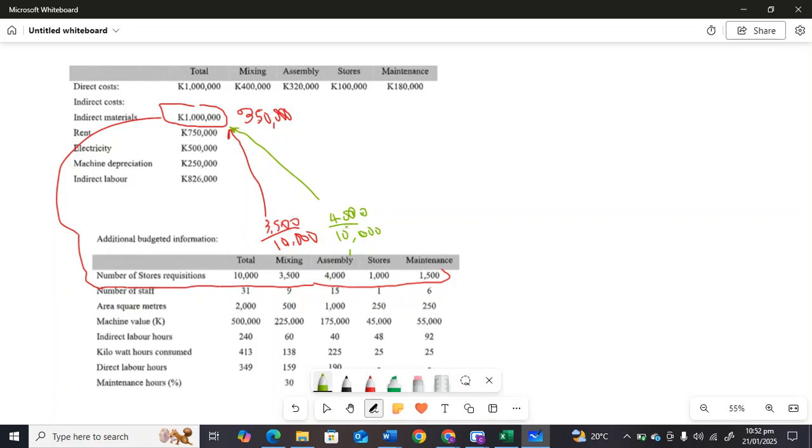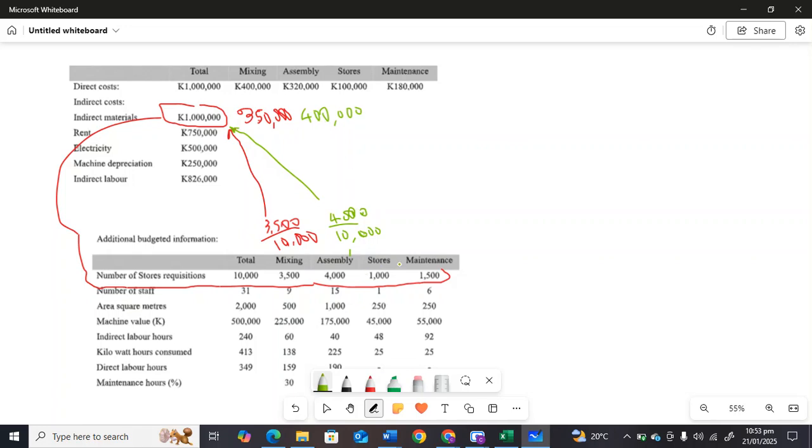Assembly 4,000 divided by 10,000, 0.4, meaning it gets 40%. All right, so you say 40% times 1 million. What is 40% times 1 million? 400,000, yes. Assembly gets 400,000.